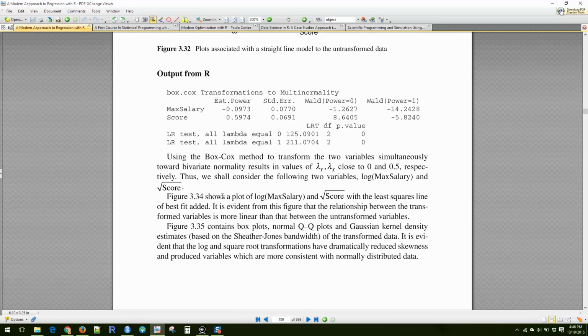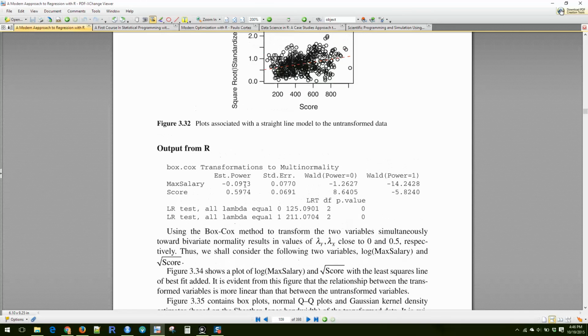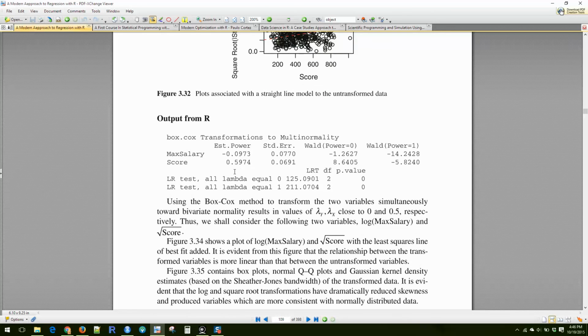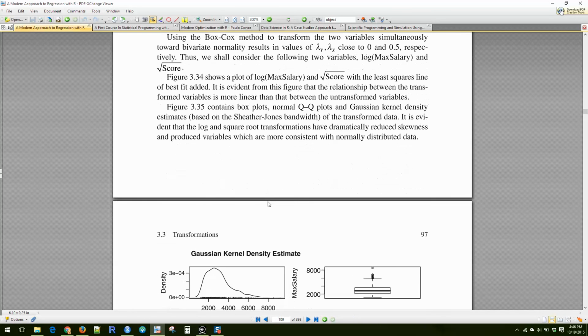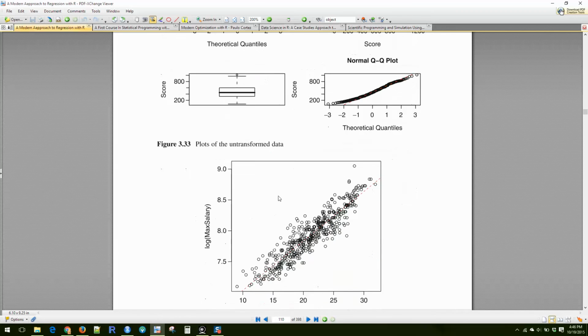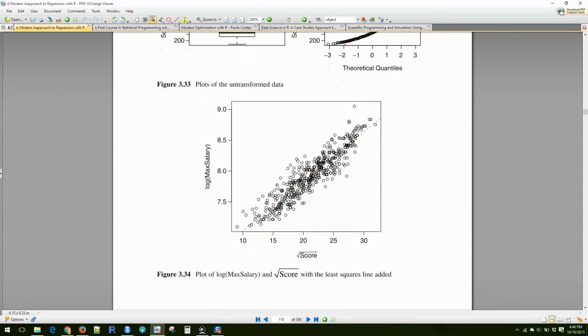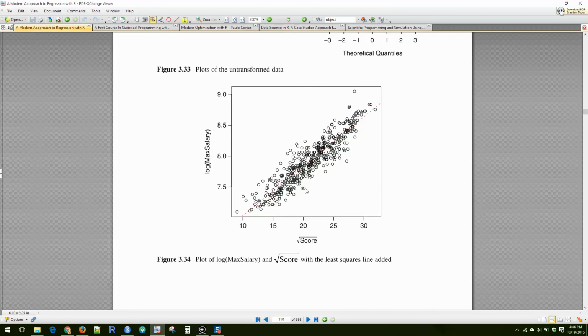Okay, so basically, it's just a matter of doing the appropriate transformation, and then you refit the data, okay? And so here, we transformed score into the square root of score, and we transformed max salary to the log of max salary using that power transformation. And this seems to be a lot better behaved, okay?